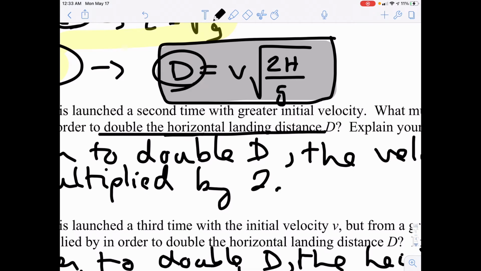D is related to the square root of h. So if the h is 4 times greater, well, the square root of 4 is 2, right? And if we're doubling this, we're essentially doubling the distance.